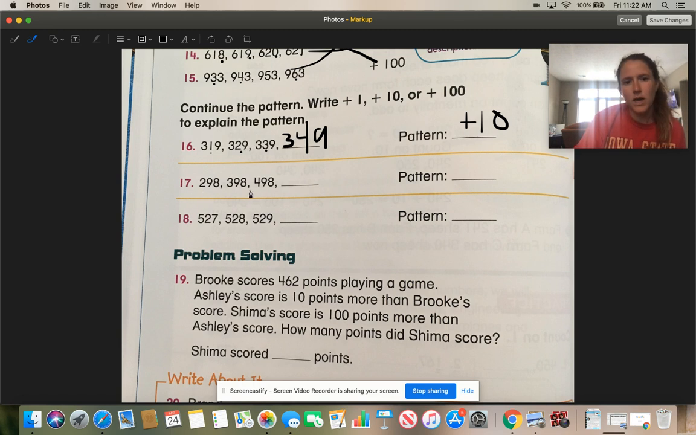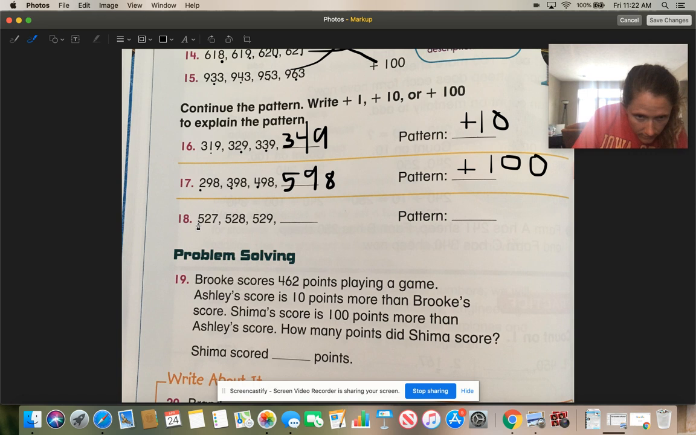298, 398, 498. So the 2 changed, the 3 changed, and the 4 changed. So that would be the hundreds place. So we're adding 100. So what would be next? 2, 3, 4, so 598.